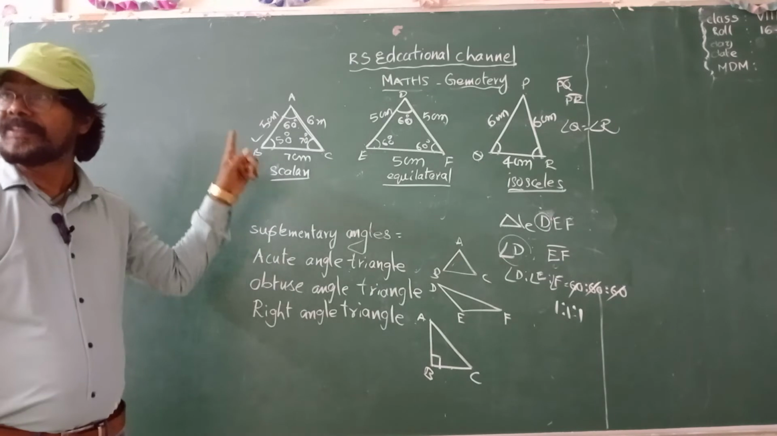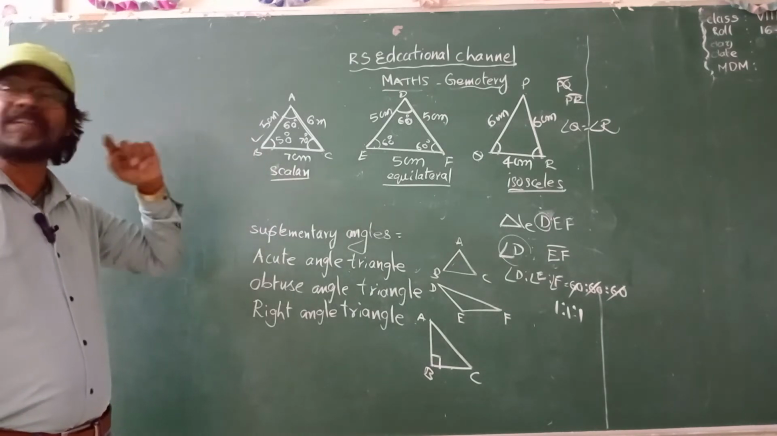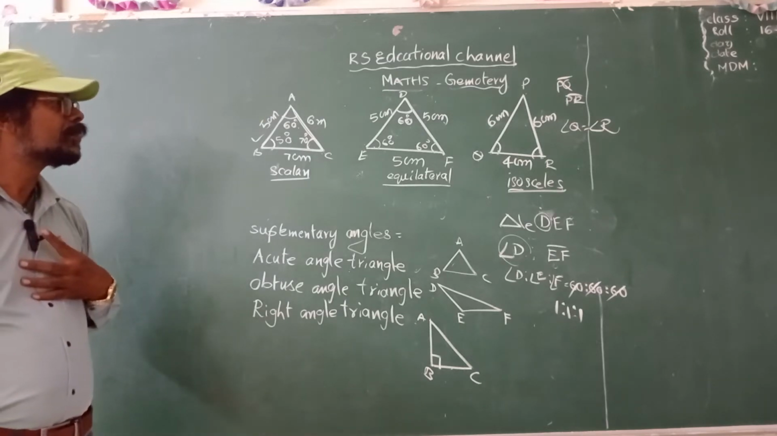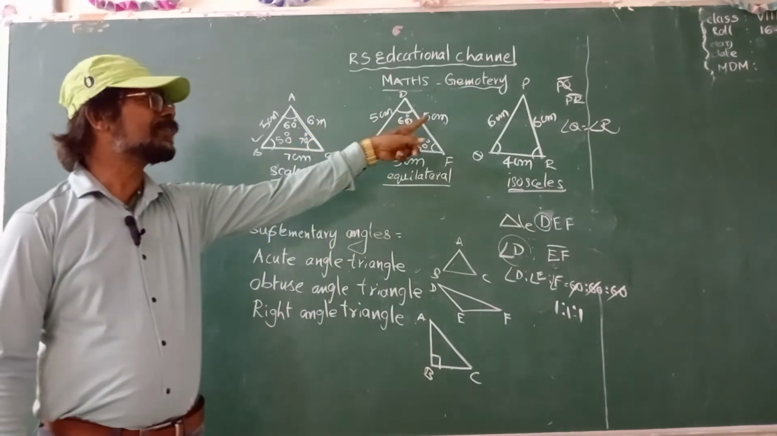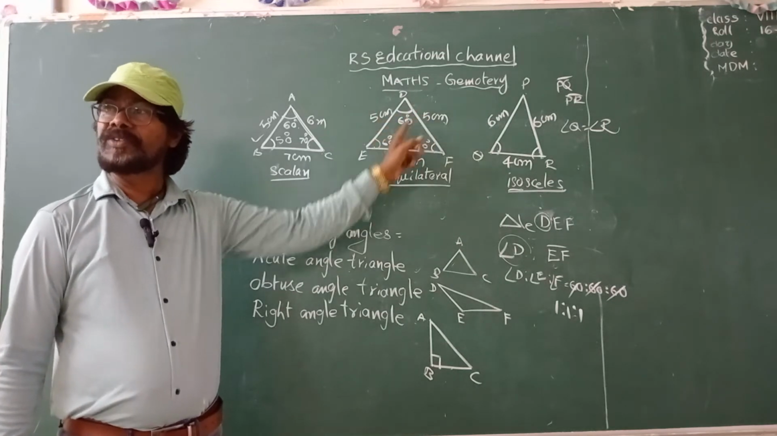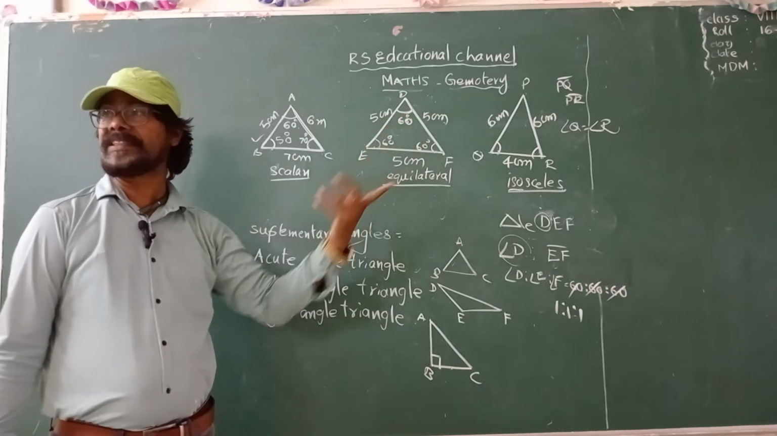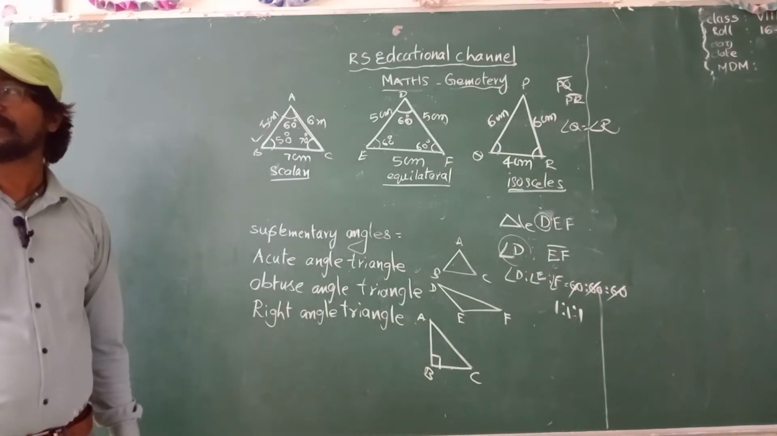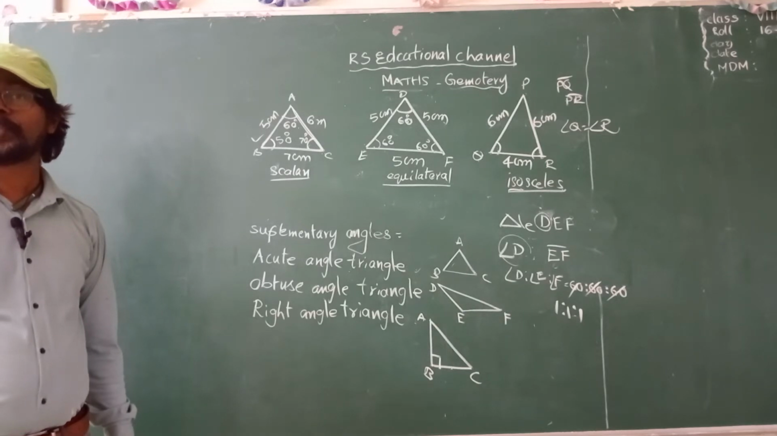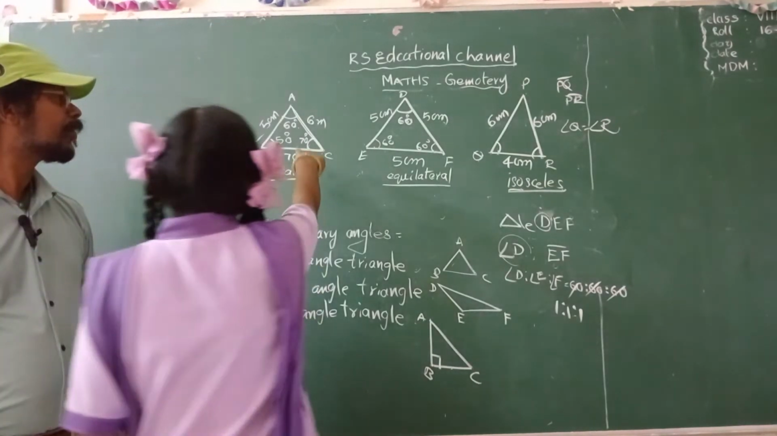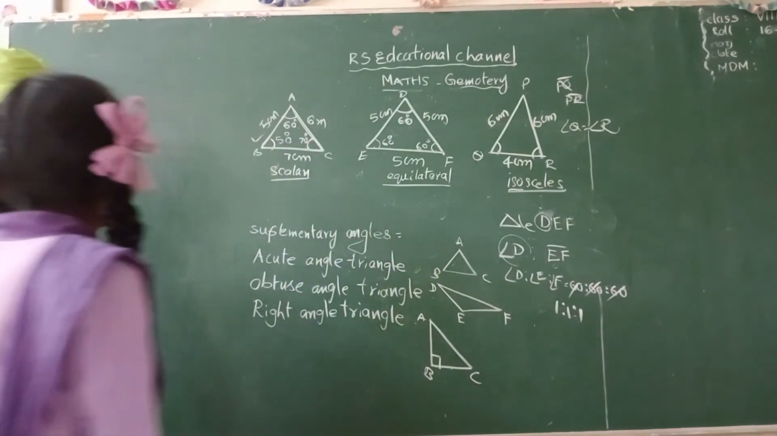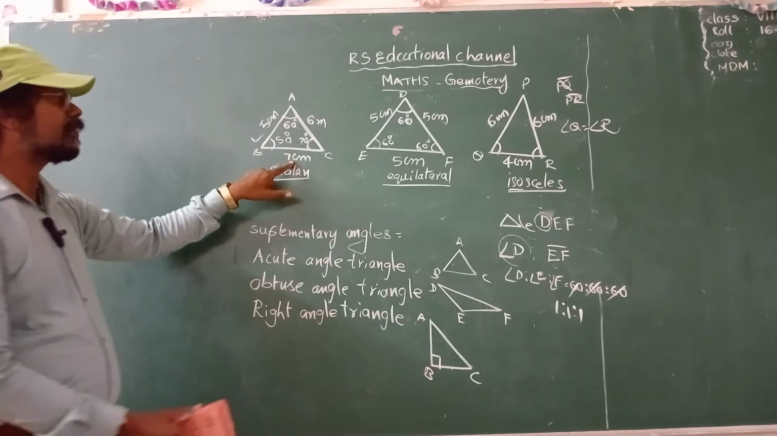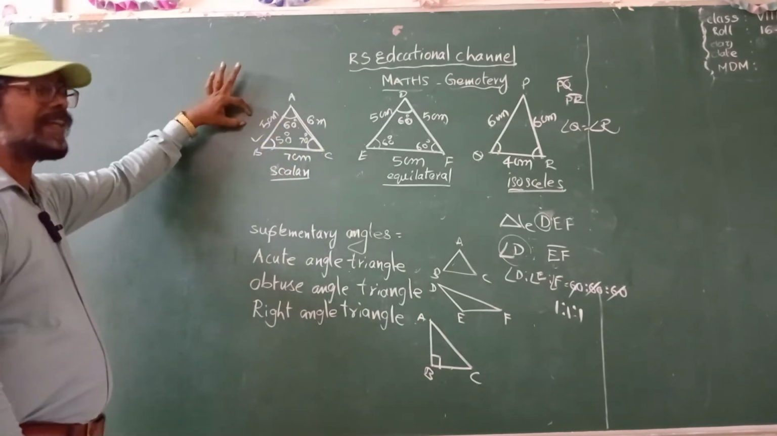Three sides equal to one another, yes sir. For example 5 centimeters, 5 centimeters, 5 centimeters. Three sides equal, so that's why their angles are 60, 60, 60. In the other one, the angles are different, so the sides are also different. That's why this is 7 centimeters, this is 6 centimeters, this is 5 centimeters.